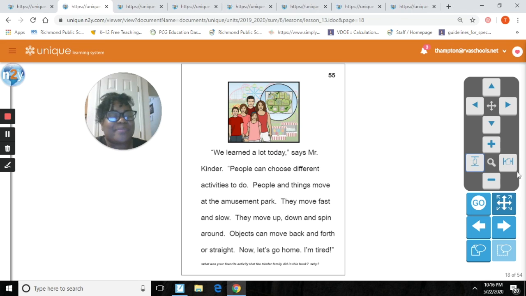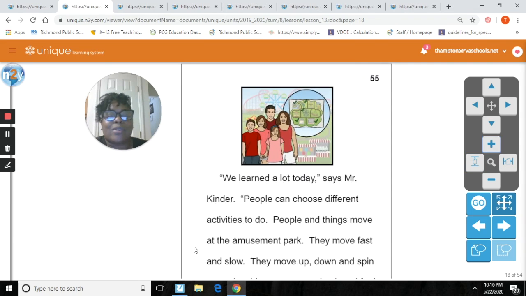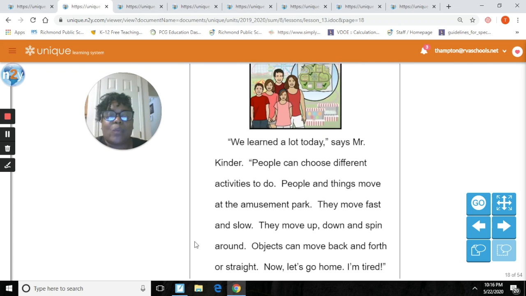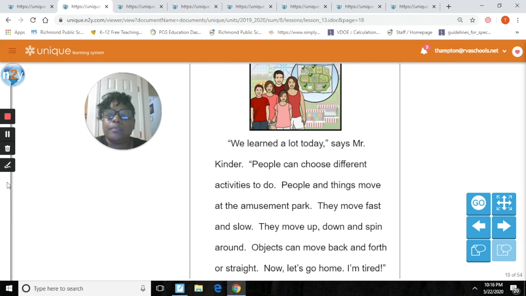All right. Okay, let's see what that focus question says at the bottom. And it says, what was your favorite activity that the Kinder family did in this book? What was your favorite activity? And then you tell why. Okay, so I'm going to pick one. Oh, let me move back. Okay.